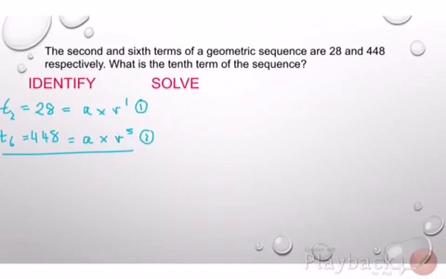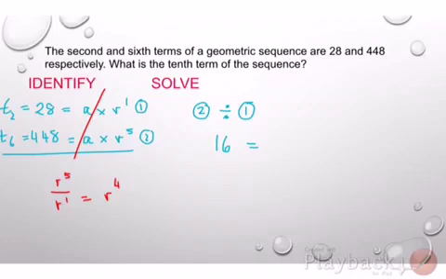Normally we're used to simultaneous equations with pluses and minuses, but because these are being multiplied together, I can do equation 2 divided by equation 1 and see what I get. 448 divided by 28 gives 16. A divided by A cancels out, leaving 1. And r to the 5 divided by r to the 1, we take away the powers, so I end up with r to the 4. So 16 is equal to r to the 4.